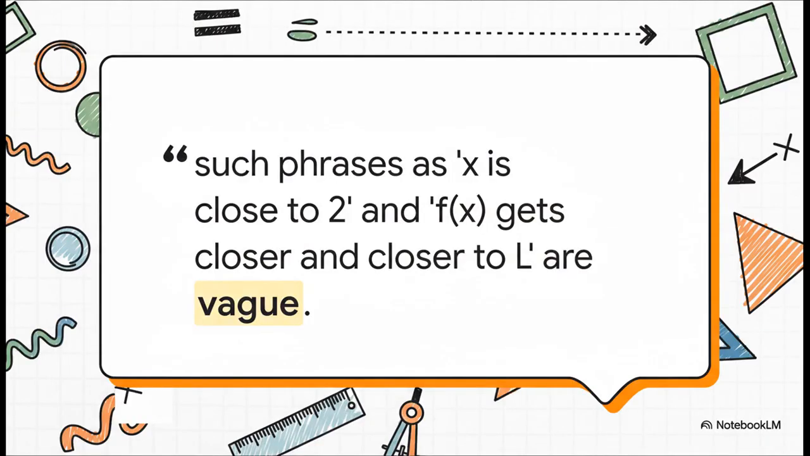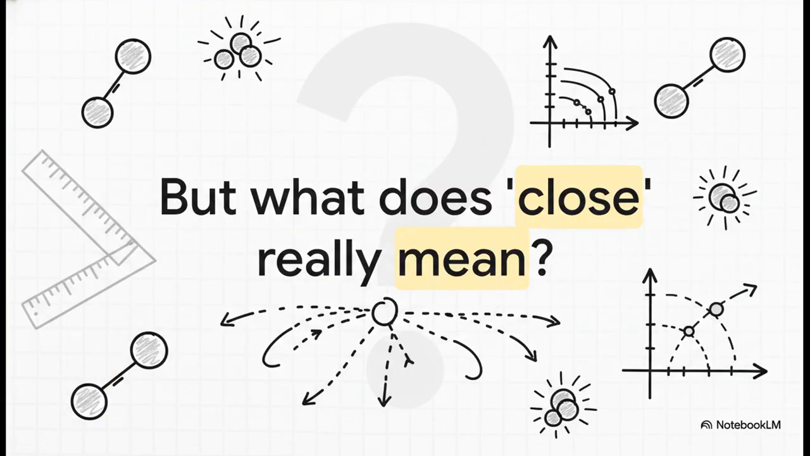But here's the thing. For mathematicians, words like close and approaches, well, they're just too fuzzy, too vague. You can't build something as powerful and as reliable as calculus on a foundation of kinda close. You need absolute certainty. So, the big question is, how do we make this idea of closeness precise? How do we turn that fuzzy, intuitive feeling into a concrete, provable, mathematical fact?